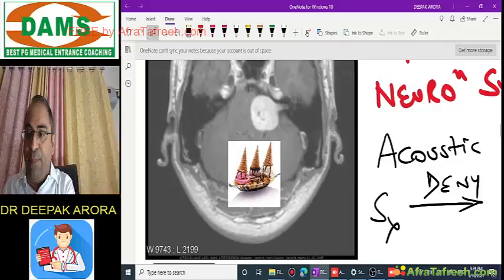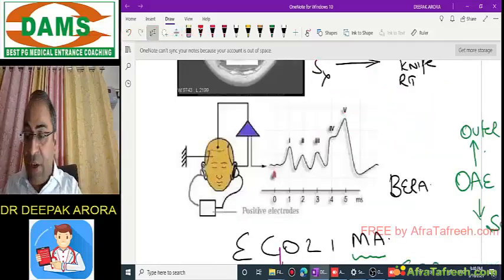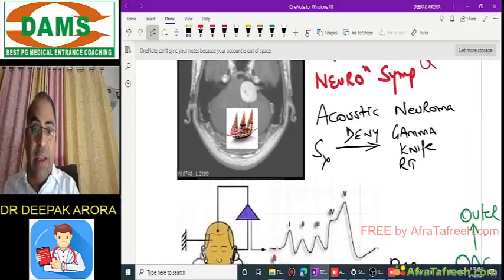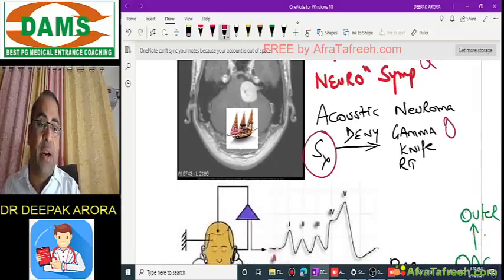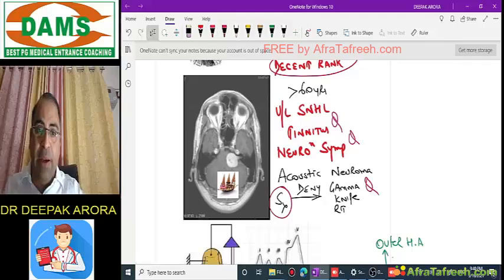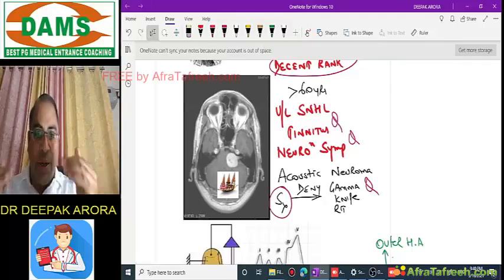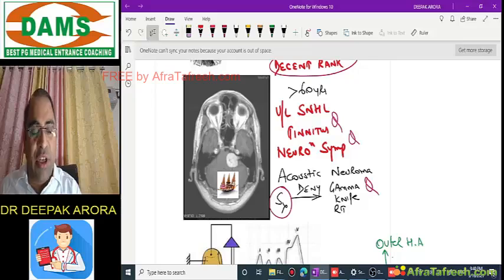What is the treatment? Before treatment, I will be telling you the investigation. Once the diagnosis is confirmed, I will be going for surgery. If the patient denies, gamma knife radiotherapy. So what is required in the last spell, beta? Remember: age more than 60, unilateral sensorineural hearing loss, tinnitus, neurological symptoms, ice cone appearance, go for surgery; if patient denies, gamma knife radiotherapy.